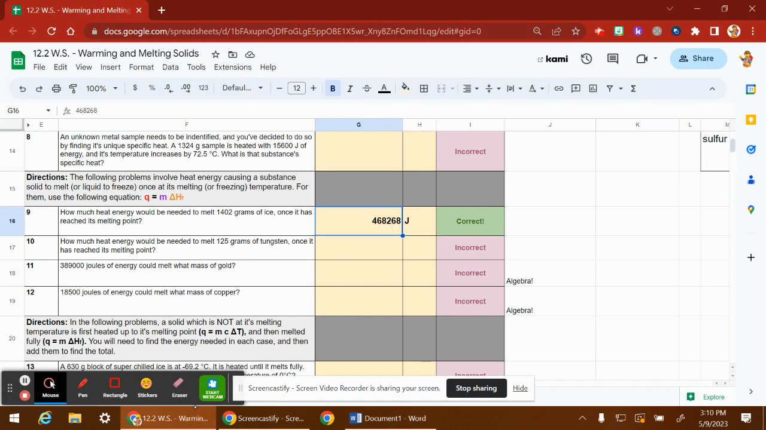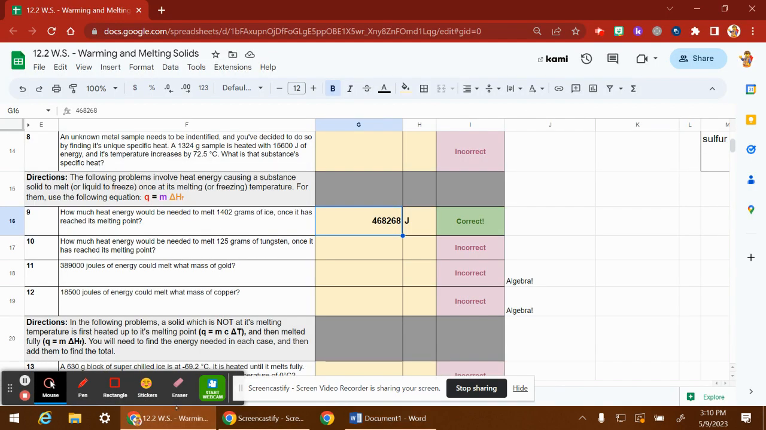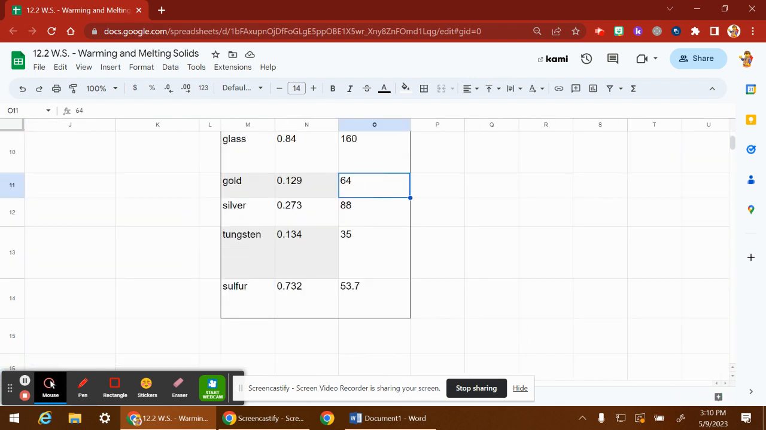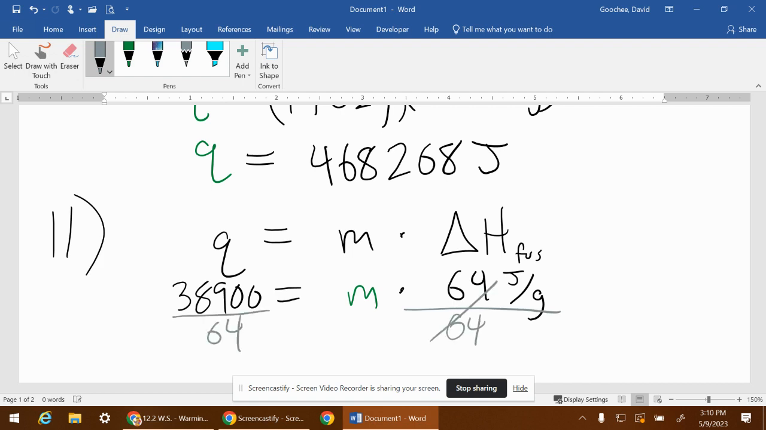It gives us the energy, 389,000 joules, and we know the heat of fusion of gold. It doesn't tell us in the problem, but if we go over here, we see that gold has a heat of fusion of 64 joules per gram. It takes 64 joules to melt a single gram of gold. And now we solve. This is going to take a little bit of algebra. We want to solve for mass, which is being multiplied by 64, so we need to divide both sides by 64.